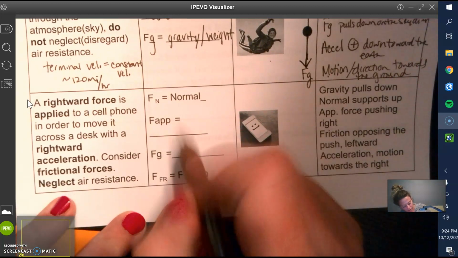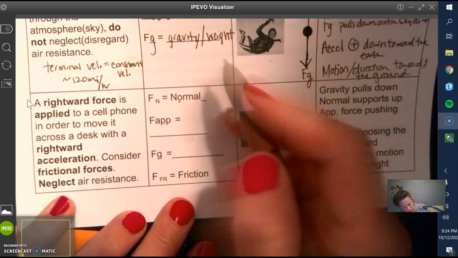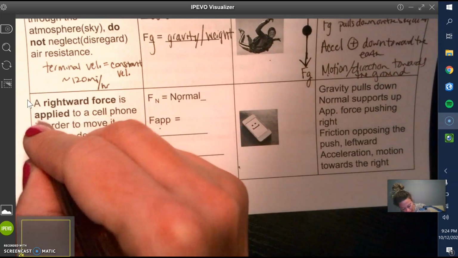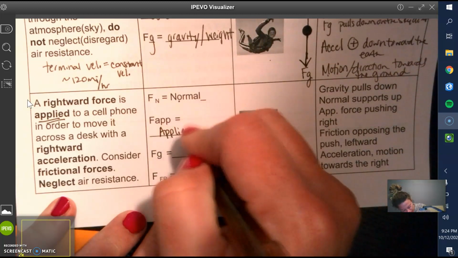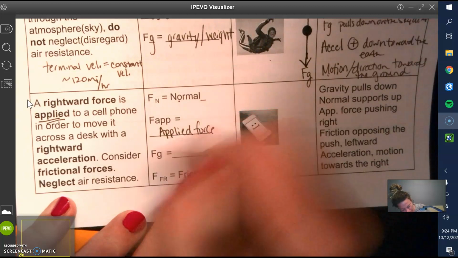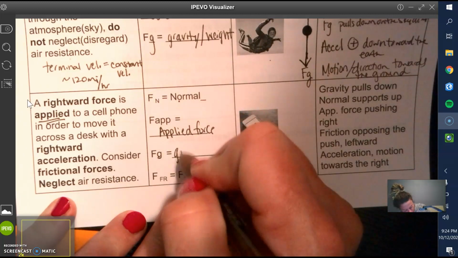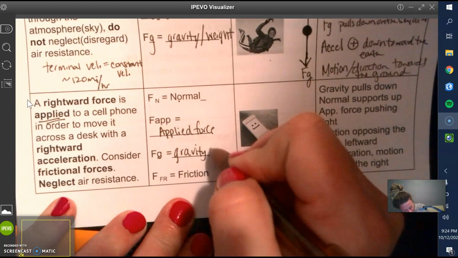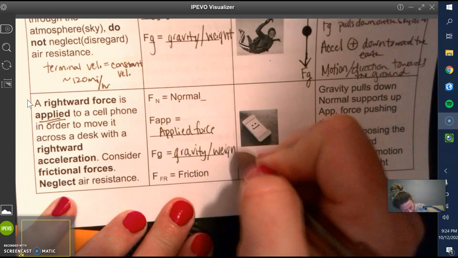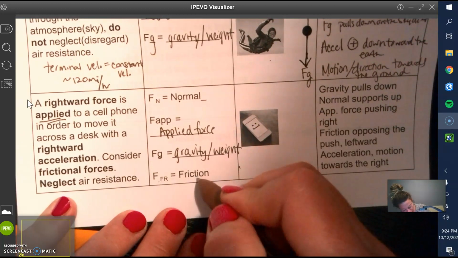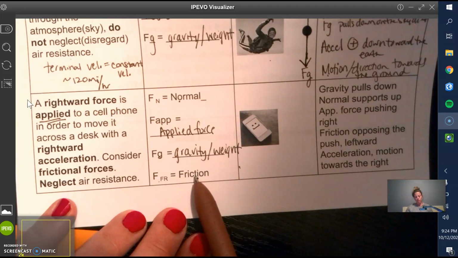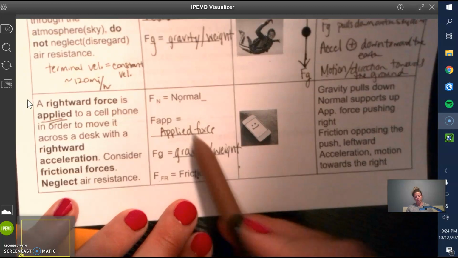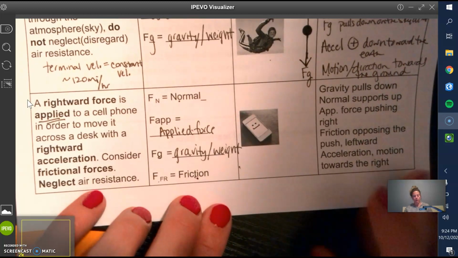But what do we have? Well, we've got the normal force. We have an applied force. We have gravity, which is the weight of the cell phone. And then we have friction, because if you're pushing something across the desk, you're going to have friction opposing this applied force.